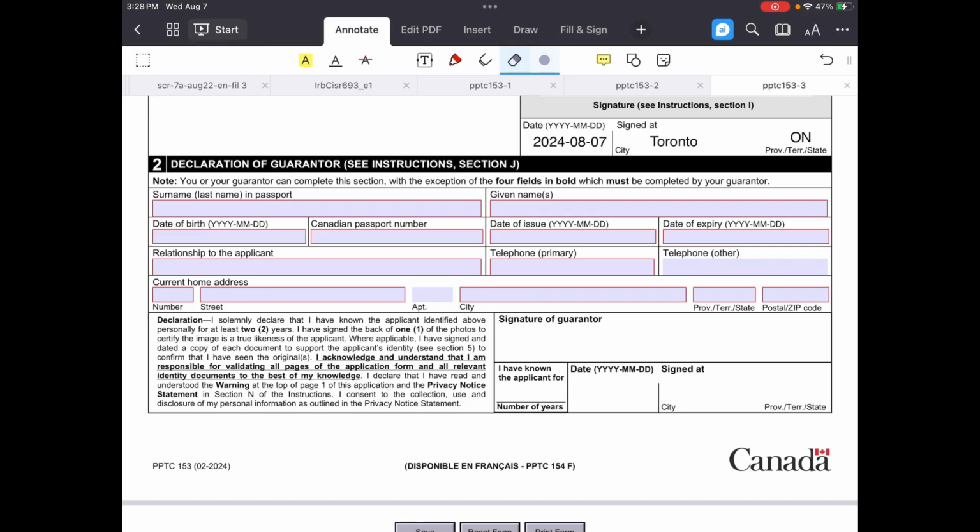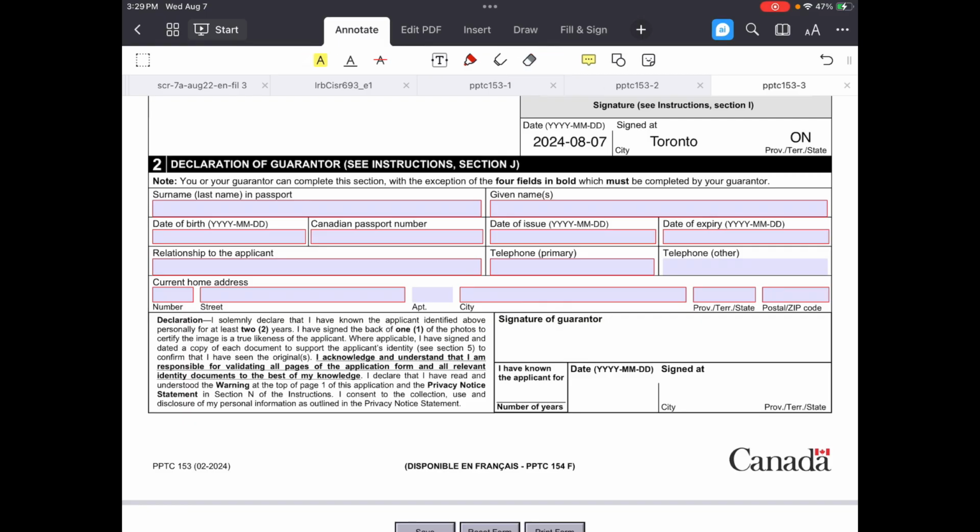And I did go into more details about who the guarantor can be and what they should write on the back of your photo when they're acting as your guarantor, because they have to write something on the back of your photo and they also have to sign it, and it has to be the same person that you're naming as your guarantor here. Feel free to check that video. Hopefully it will be helpful.